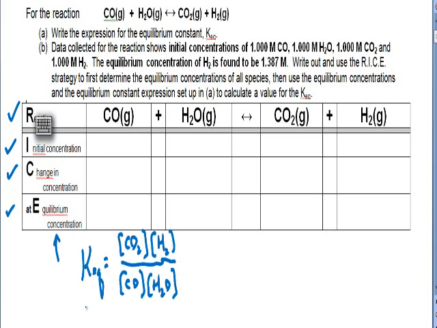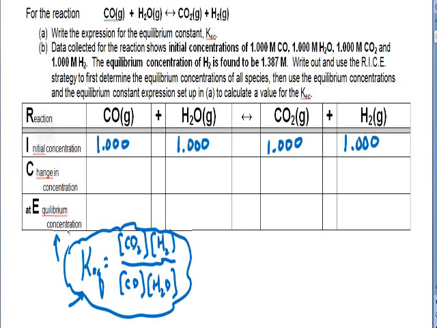Setting up our equilibrium constant expression for this reaction, which is a ratio of the concentrations of the products divided by the concentration of the reactants, this would be our equilibrium constant expression for this particular equilibrium reaction. The next step in our strategy is to put into place all the initial concentrations of our chemicals. We're given that the CO, H2O, CO2, and H2 all start out initially with a concentration of 1.000 molar.